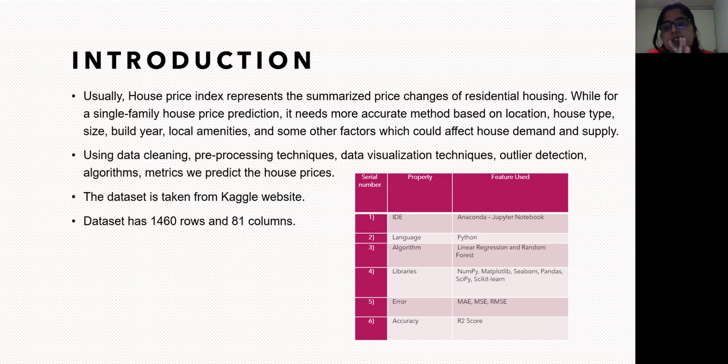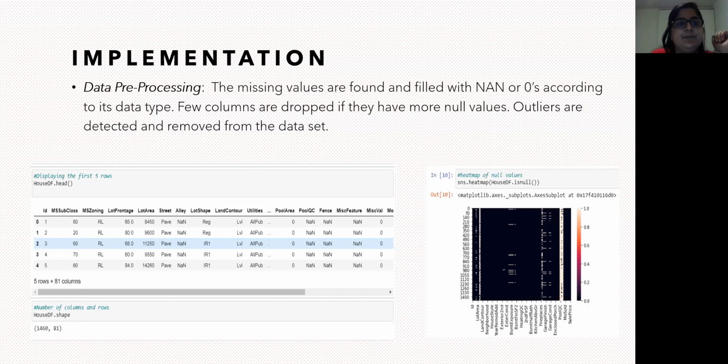The IDE which we're using is Anaconda Jupyter Notebook. The language we are coding in is Python. Algorithms we are using are linear regression and random forest. Libraries which we are using are NumPy, Matplotlib, Seaborn, Pandas, SciPy, and scikit-learn. The statistical metrics which we are using are root mean square error, mean square error, mean absolute error, and to test the accuracy we are using R2 score. So let's get into more details.